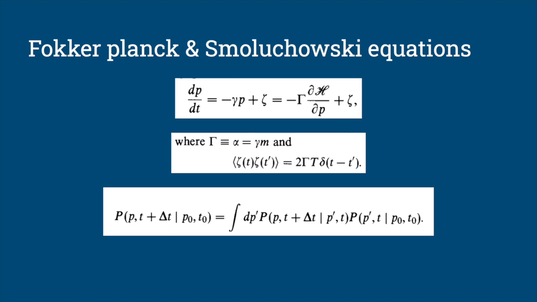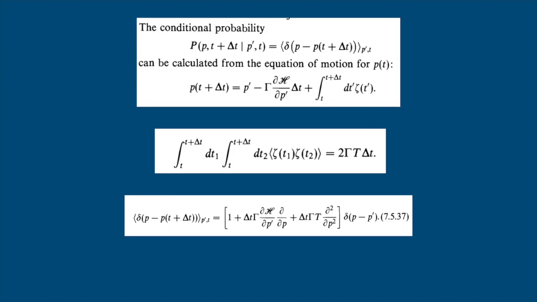So now we will consider the probability of the particle having a momentum p at time t, given it had momentum p naught at time t naught. The probability that the particle has momentum p at time t plus delta t is given here. So it is the conditional probability of this. Basically, we are reducing our sample space for the probability. So we know that the particle had momentum p dash at time t.